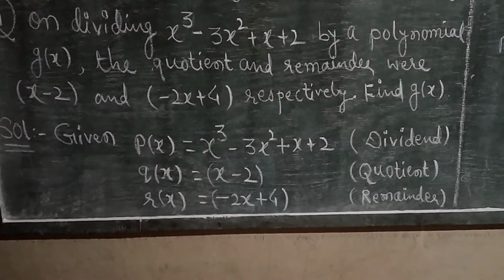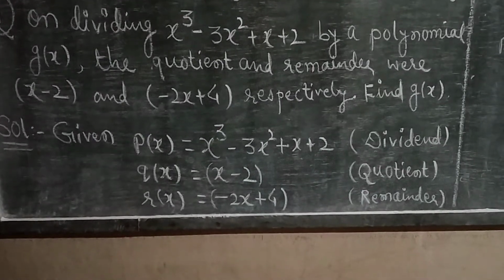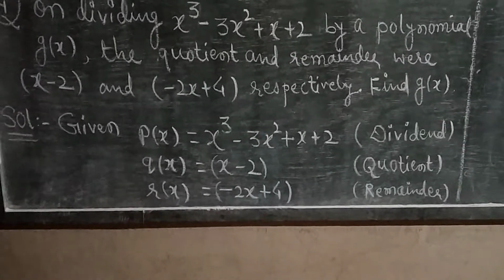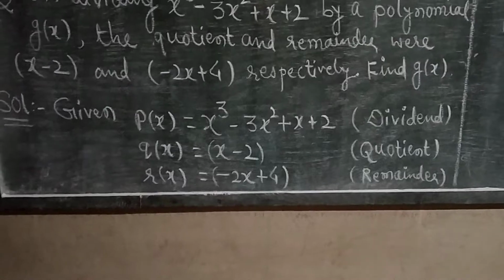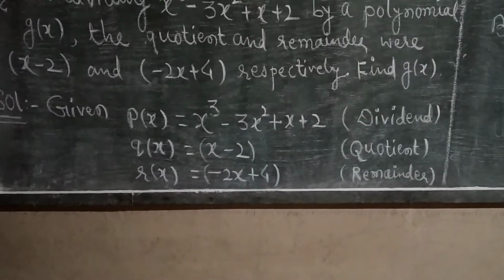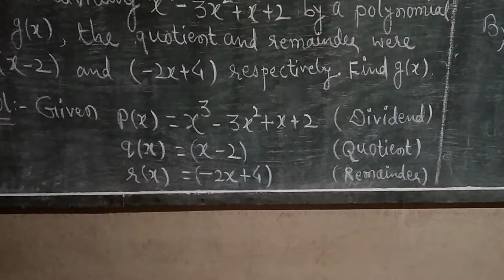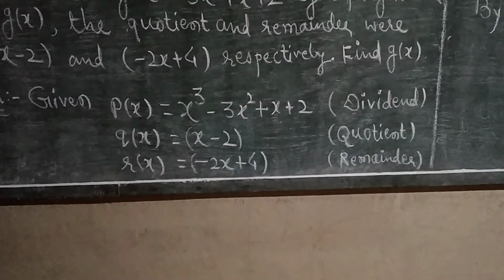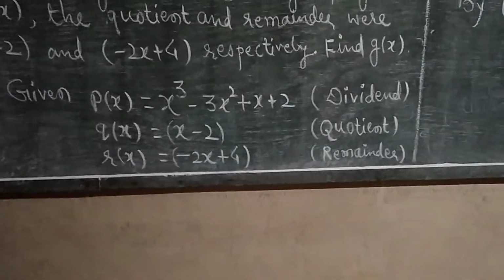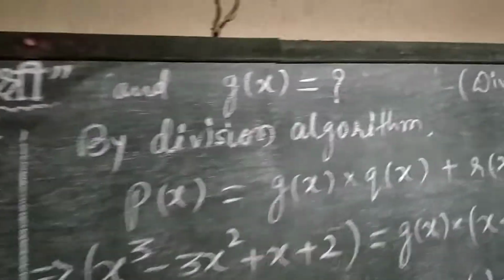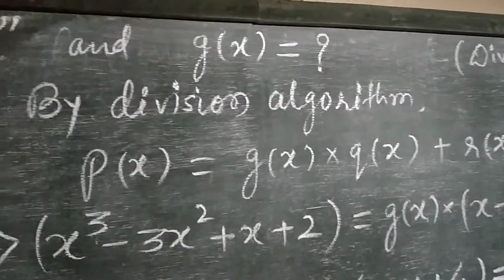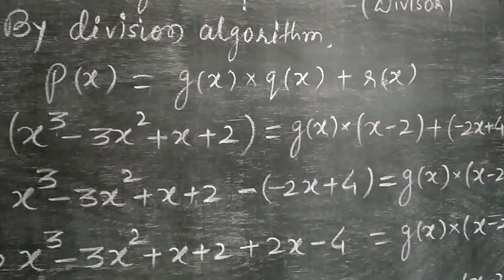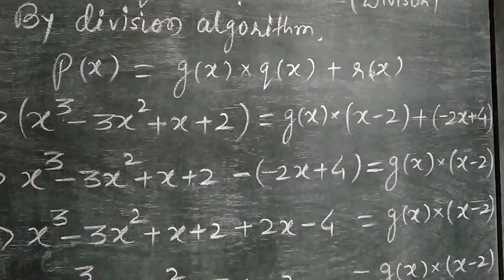Quotient and remainder are given, and in the previous question we calculated the quotient and remainder while the divisor was given. Okay, so here first we will write the given polynomials. p(x), x cube minus 3x square plus x plus 2, is the dividend of this process. q(x), it is x minus 2, which will be the quotient. r(x), it is minus 2x plus 4, it will be the remainder. And the divisor, that is g(x), is unknown. So first we will apply the division algorithm. p(x) equal to g(x) into q(x) plus r(x). It is the statement of the division algorithm.